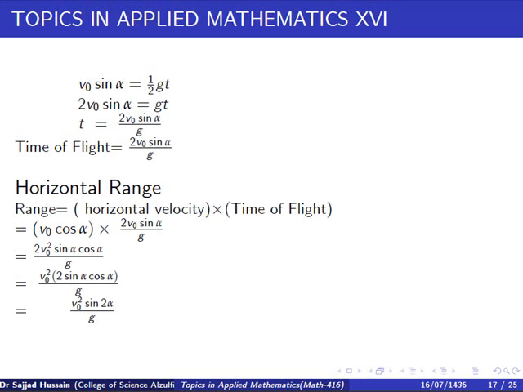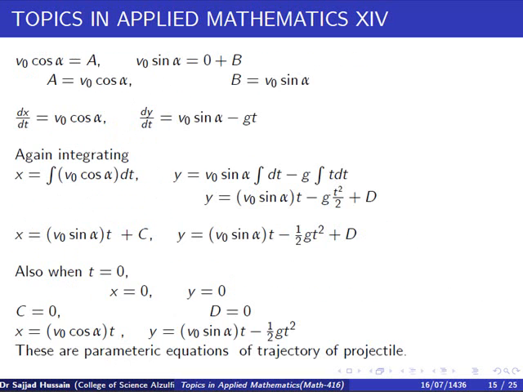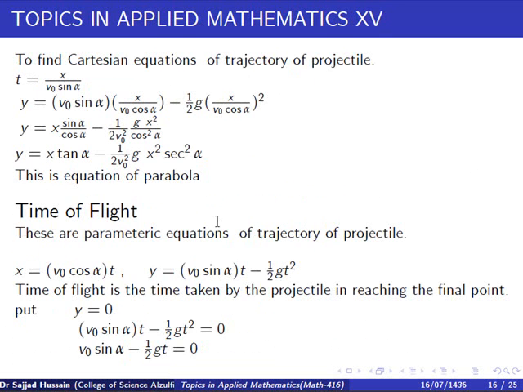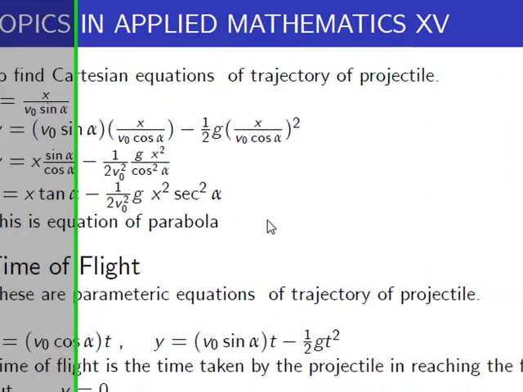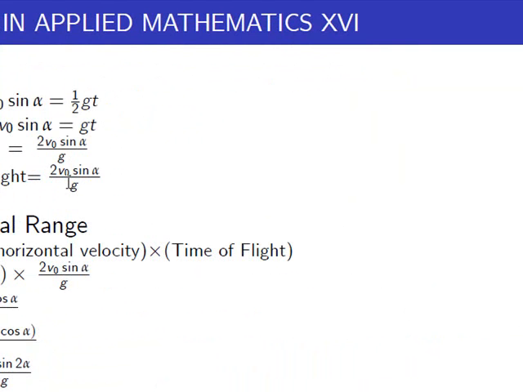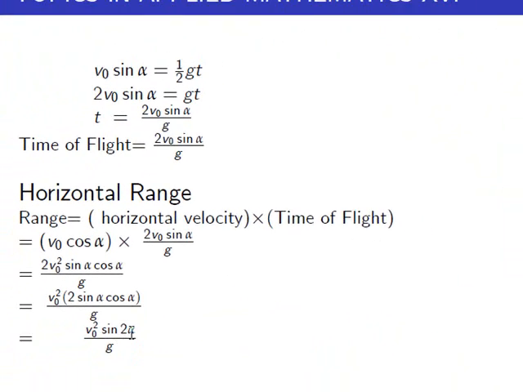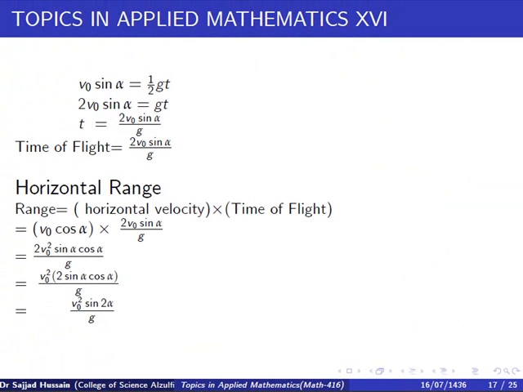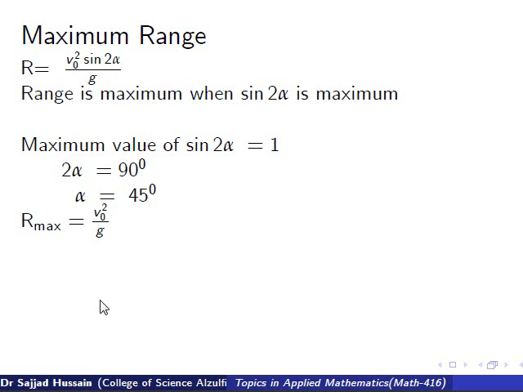Some main points here are the parametric equations of the trajectory, the Cartesian equation that is in parabolic form, the time of flight that is 2 v naught sin alpha divided by g, the horizontal range v naught square sin 2 alpha over g, and the maximum horizontal range, that is v naught square over g.